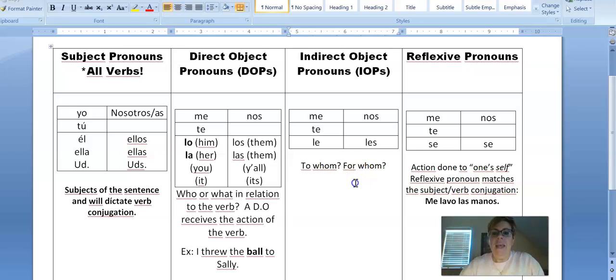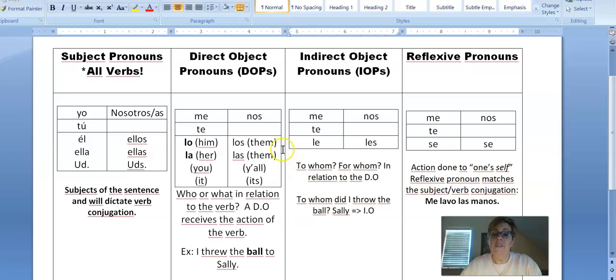To whom or for whom? Okay. And then we're going to ask that in relation to the direct object. So for example, in our sentence that I gave over here, I threw the ball to Sally, we're going to ask the question, to whom did I throw the ball? And so the answer is Sally. So Sally becomes the indirect object.